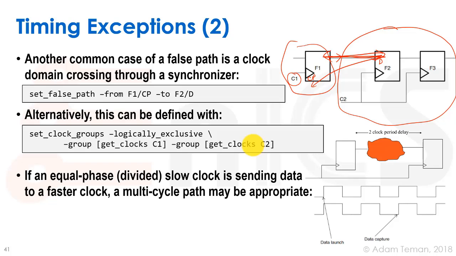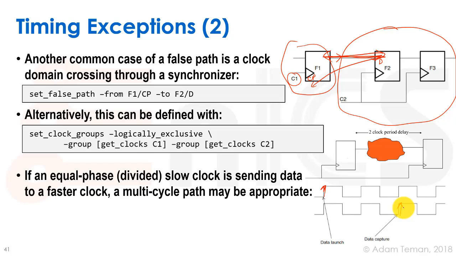There is a third type of thing here where we might be, for instance, going from a fast clock to a slow clock, or a slow clock to a fast clock, and by design it's supposed to work, and such a path is supposed to, for example, take 2 clock cycles. So we have this flip-flop that's driving another flip-flop, and we know that the delay here will take 2 clock cycles. So this is our launch edge, and this is our capture edge.